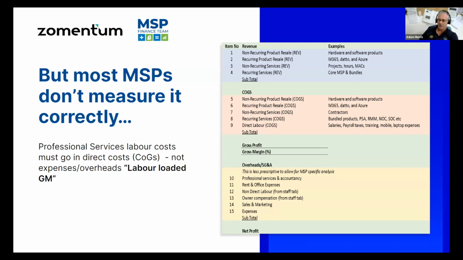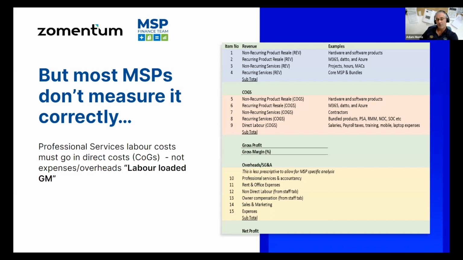The labor for engineers, whether they're first line, third line, consultants, or project engineers, is a direct cost for the revenue that is being brought in. So it's known as labor loaded gross margin, and it's a key thing that we all need to do. The chart of accounts that you have in front of you is a simplified, good start to structuring what a typical chart of accounts should probably look like.